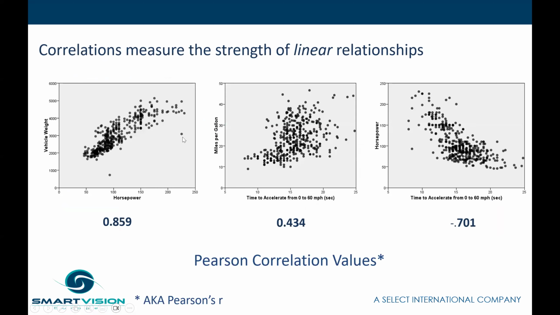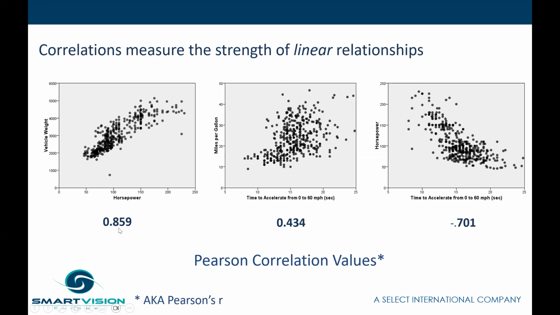And here we've got examples of scatter plots where each point represents a car or an automobile. And here we haven't got categories, we've got physical numbers. We're looking at vehicle weight. This is called a continuous or a scale variable. Vehicle weight against horsepower, miles per gallon against time to accelerate from 0 to 60, and horsepower against time to accelerate from 0 to 60. And we can calculate what are called Pearson correlation values for these.